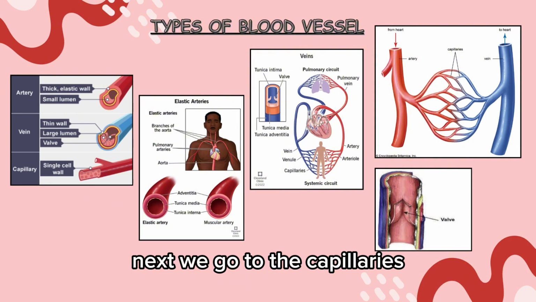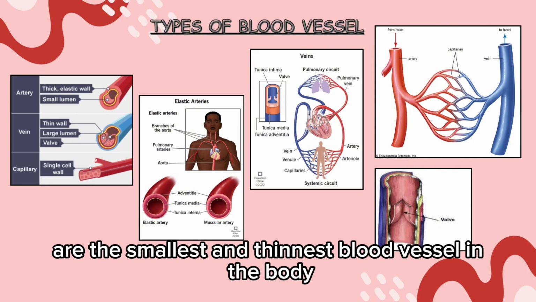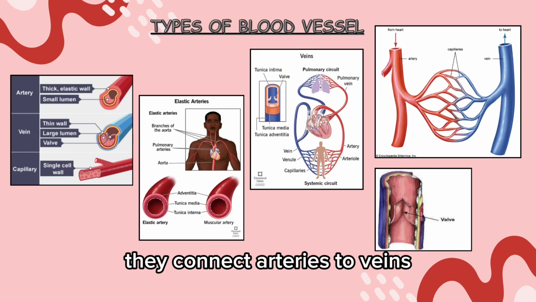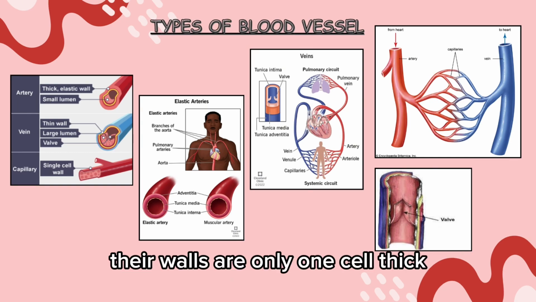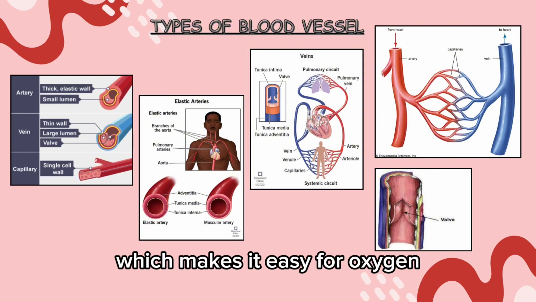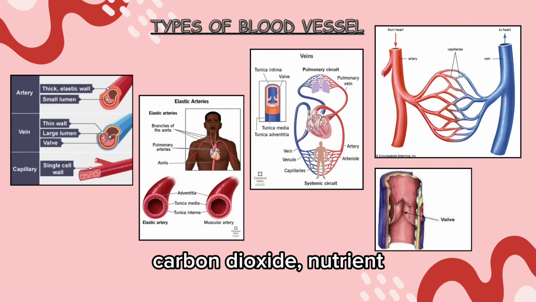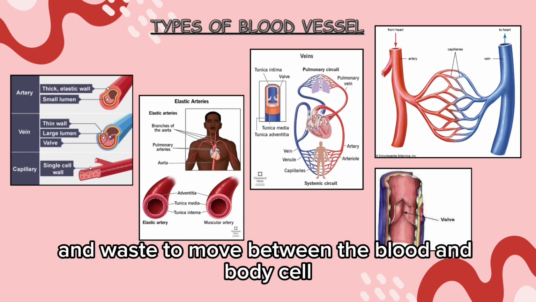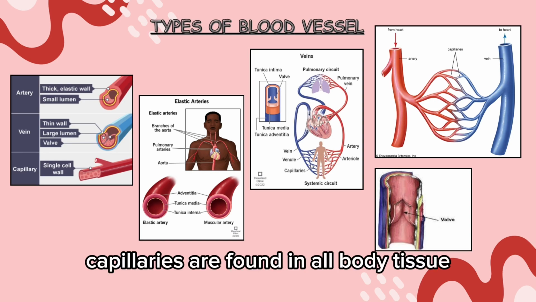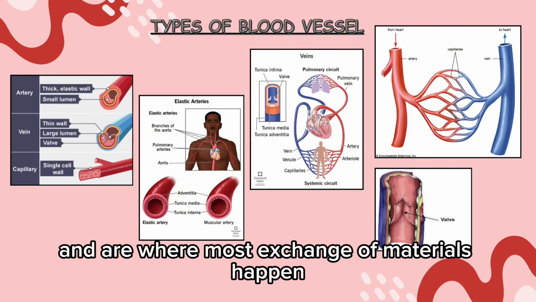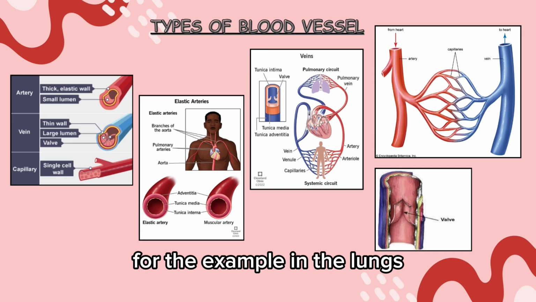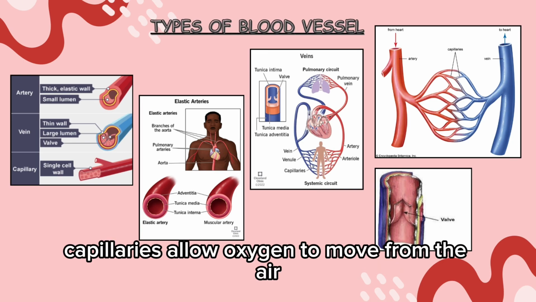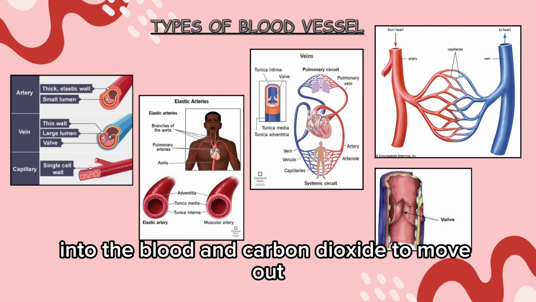Next, we go to the capillaries. Capillaries are the smallest and thinnest blood vessels in the body. They connect arteries to veins. Their walls are only 1 cell thick, which makes it easy for oxygen, carbon dioxide, nutrients, and waste to move between the blood and body cells. Capillaries are found in all body tissue and are where most exchange of materials happens. For example, in the lungs, capillaries allow oxygen to move from the air into the blood and carbon dioxide to move out.